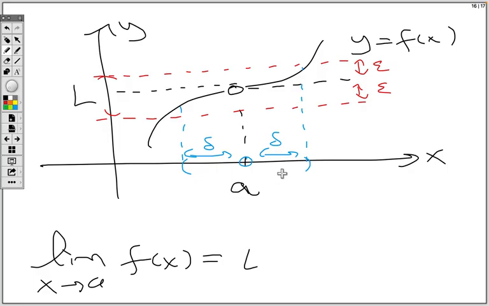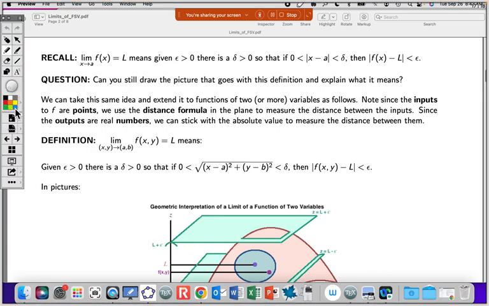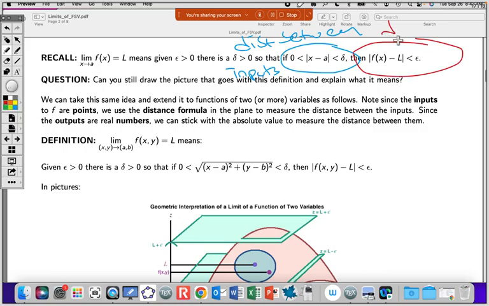It has to do with distance between outputs coming from distance between inputs. That's the whole idea. So this is our distance between inputs, and this is our distance between outputs. All right.